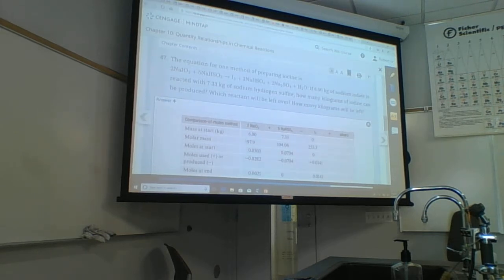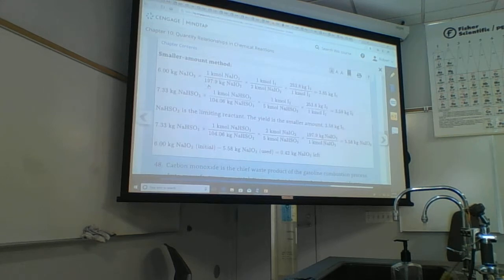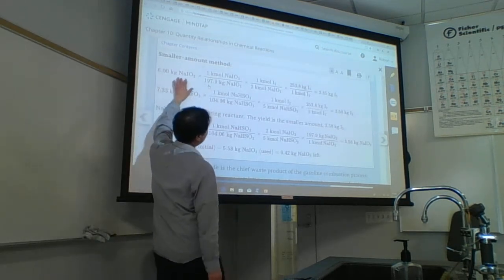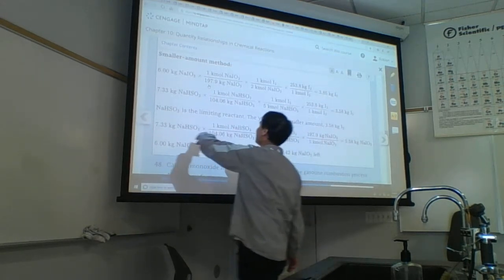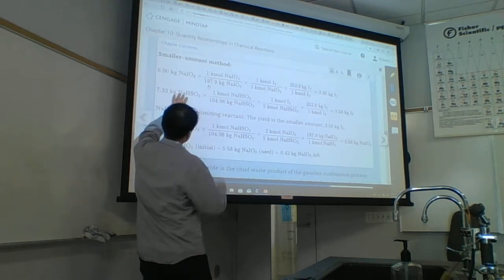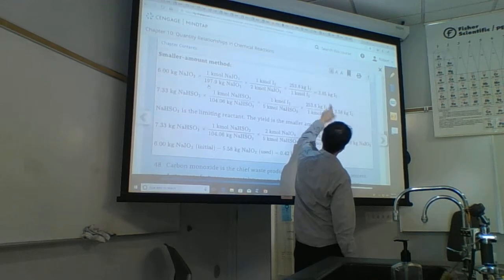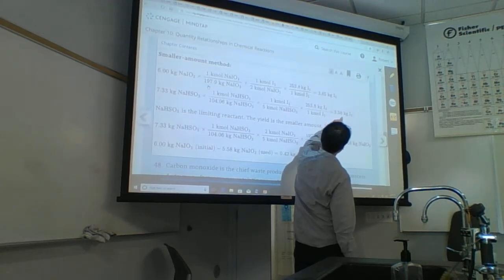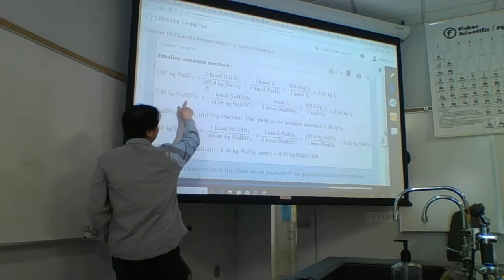Here, we're given sodium iodate and sodium hydrogen sulfide. So we do the smaller amount. Calculate the yield from sodium iodate. Yield is 3.85 kilograms of iodine. Calculate the yield of iodine from sodium hydrogen sulfide, which is 3.58. So the smaller amount will be this. So the smaller amount of product is formed from the limiting reagent here.